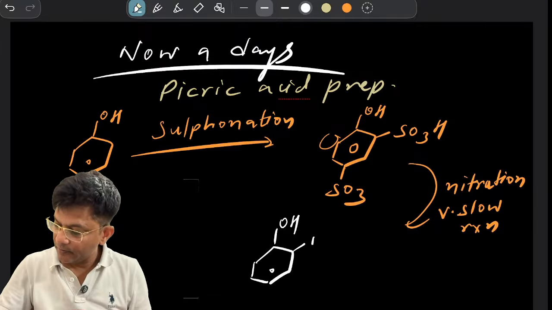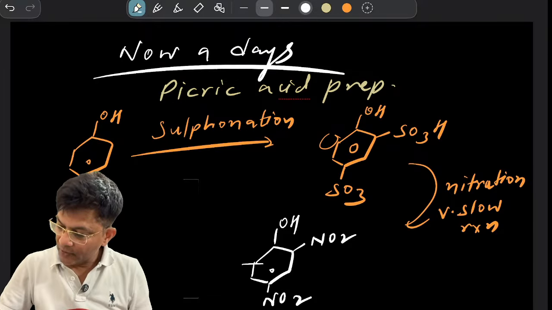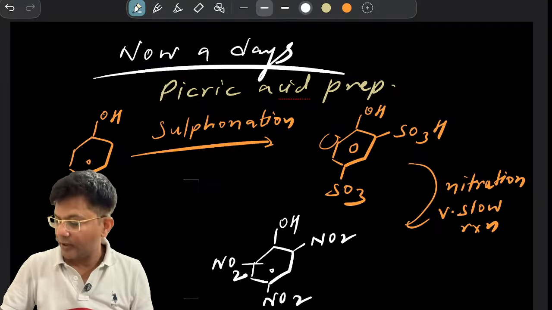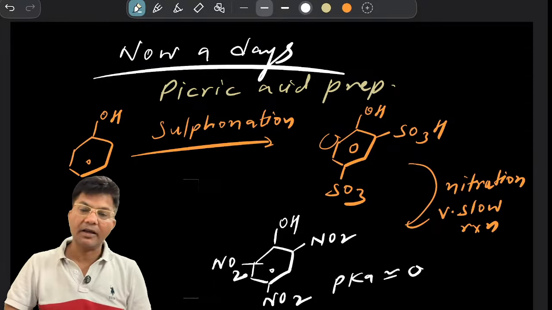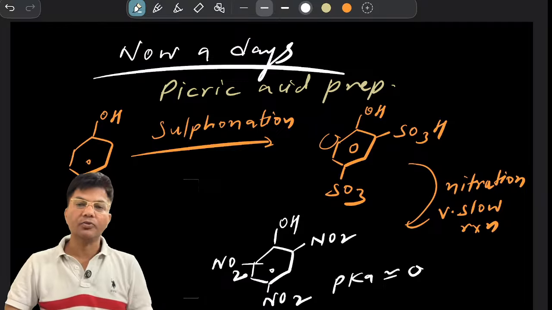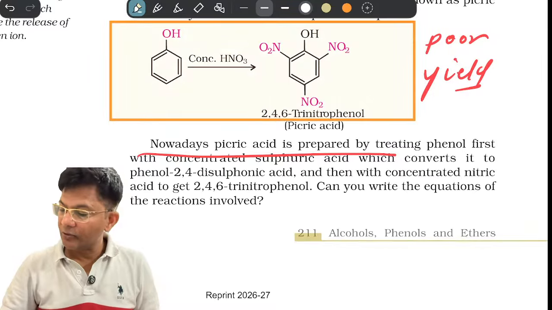very slow reaction. So slowly it will form picric acid and there will be no explosion, so the yield will be very good. I hope that everyone got it, and this is known as picric acid because of 3 minus M minus I groups. Its pKa value is approximately 0. It is highly acidic, picric acid. Nowadays it is prepared in this way, right? So each and everything I have told you. One more thing I would like to tell you.